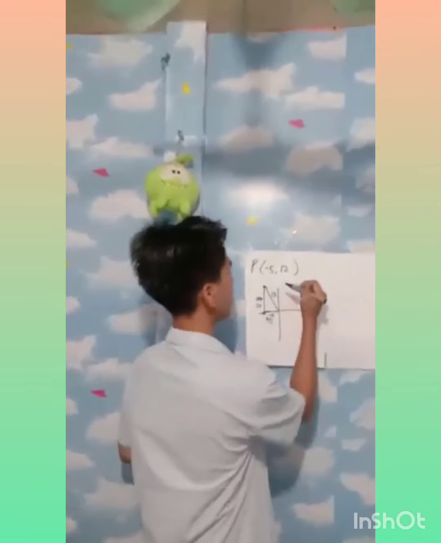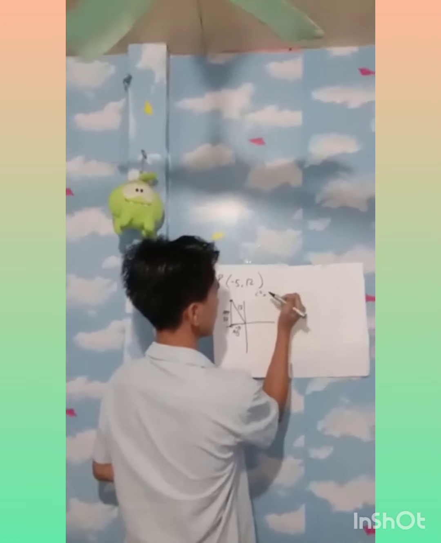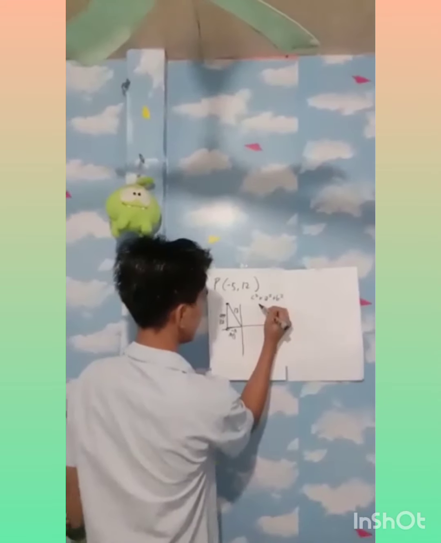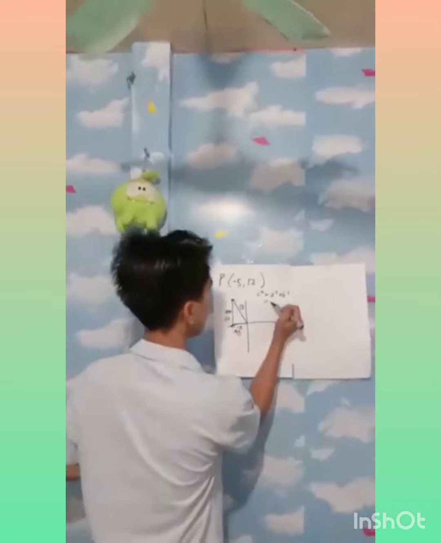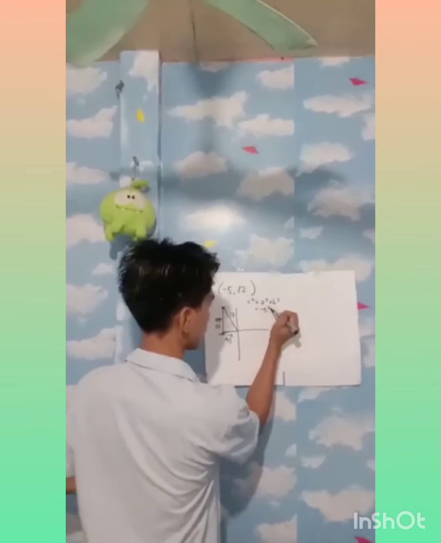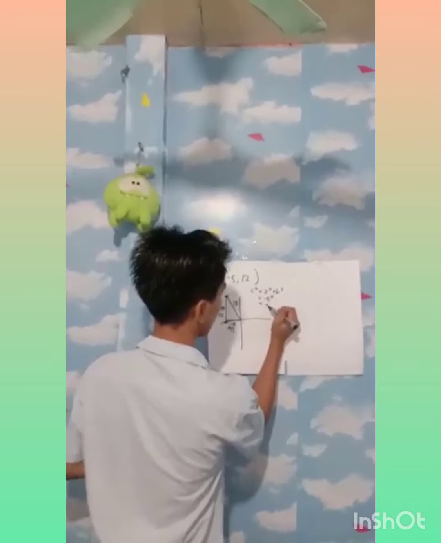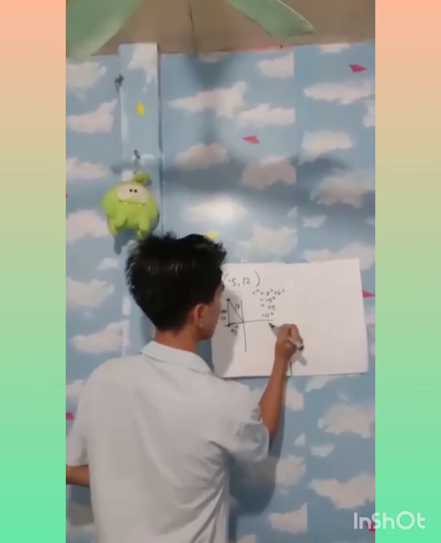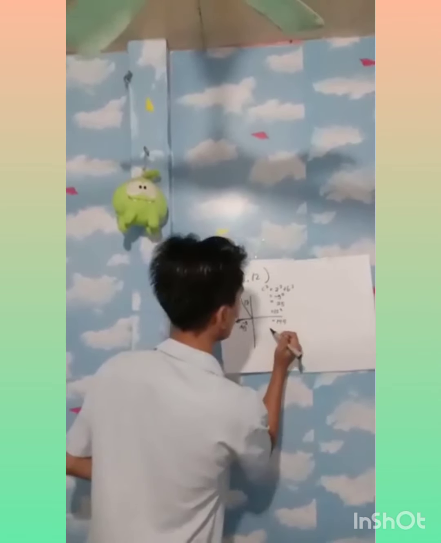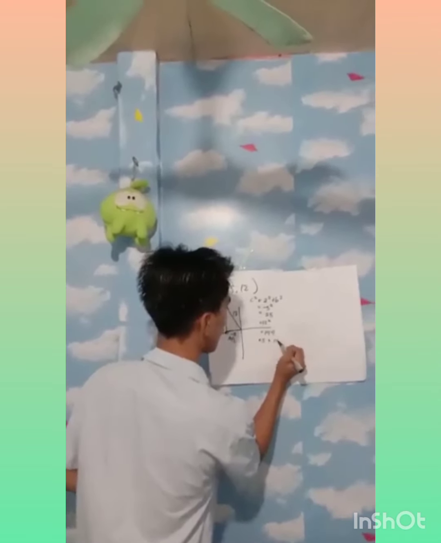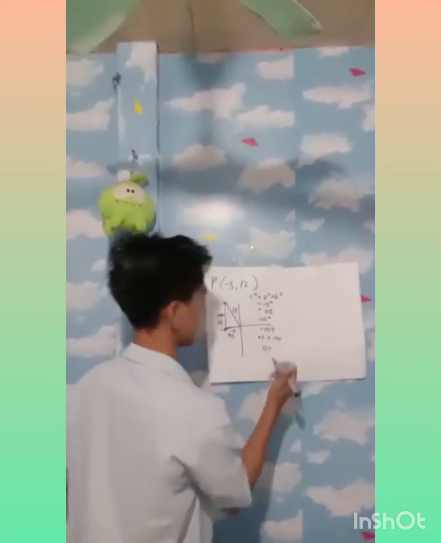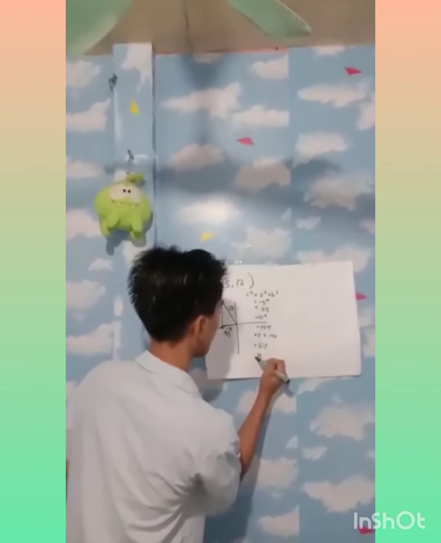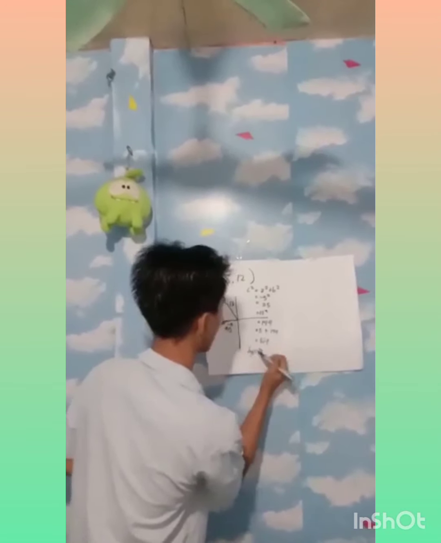We use this formula: hypotenuse equals the square root of a squared plus b squared. So a squared is negative 5 squared, which is equal to 25, and 12 squared is equal to 144. So 25 plus 144 is equal to 169. The square root of 169 is 13. So this would be our hypotenuse.